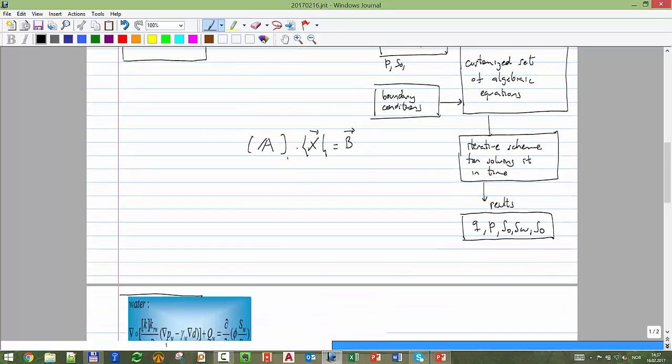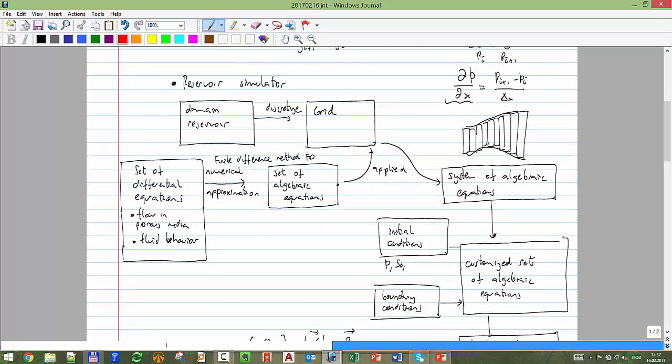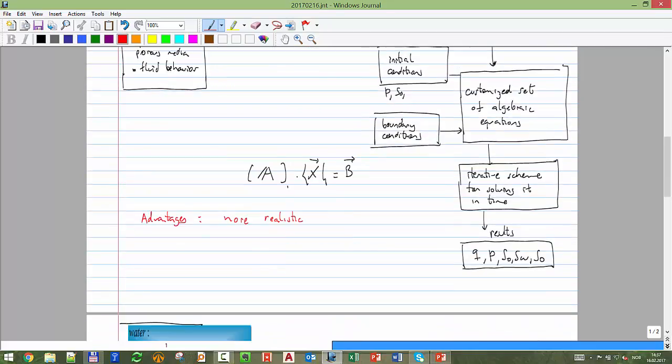Now, the nice thing about the reservoir simulator, or the advantages, is that it can be more realistic. In this grid I can populate any heterogeneity that I see. If there is a variation in permeability, if there is a variation in saturation, etc., I can put it on the grid. So it's really more realistic, and it can capture the complexities of the field, the heterogeneities.